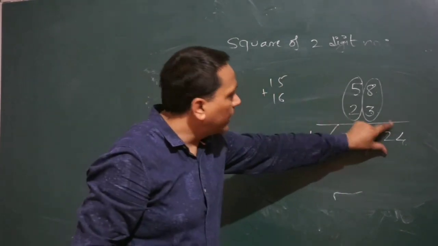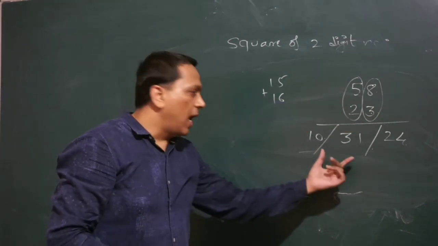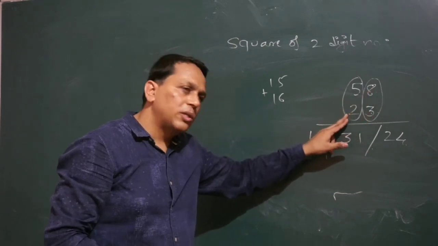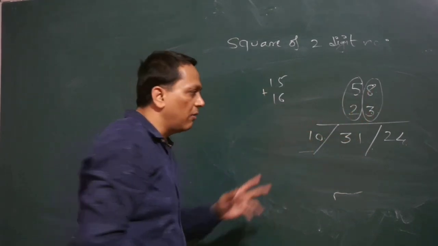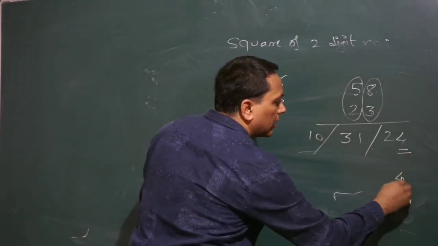So the first part here is 8 3s are 24. The last part here is 5 2s are 10. And for the middle part, 5 into 3 is 15 plus 8 into 2 is 16. 15 plus 16 is 31. Again the rule is the same. We need only one digit. So in the answer there will be 4.